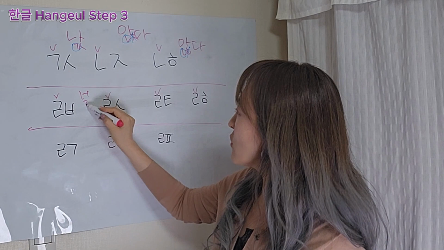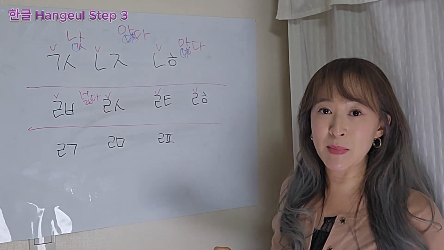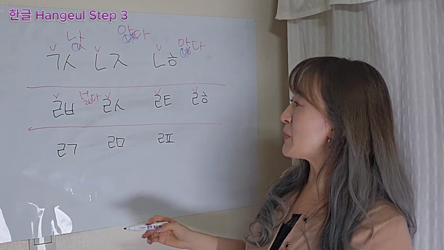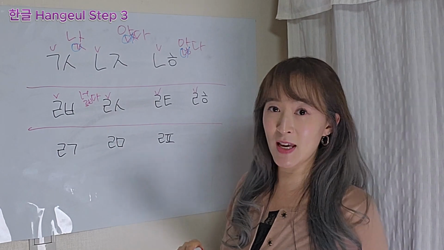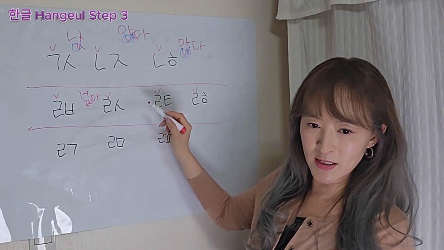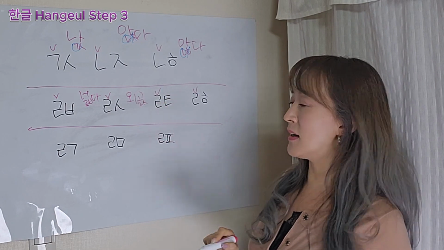So this one, 넓다. 넓다 means to be big or wide. So 넓다. Here too, 넓다. So you can just say the 리을. And this one here, it's a little more complicated.